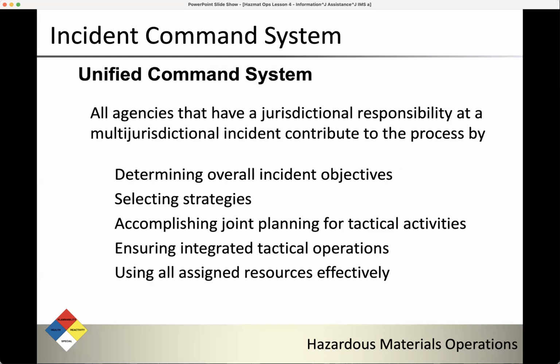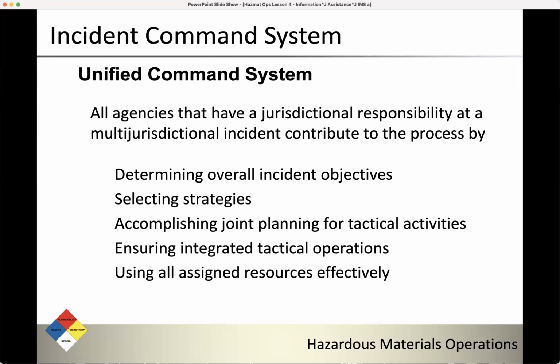I mentioned there's only one IC, one incident commander. So what happens when you have multiple agencies who have jurisdictional responsibility? You establish a unified command. Say an incident happens across municipal lines. You've got two bordering cities or two bordering counties, two bordering states. Say you have a terrorist incident involving a hazardous material, multi-jurisdictional.